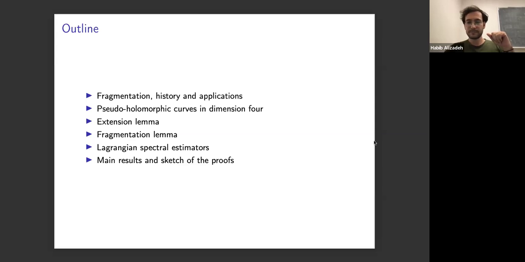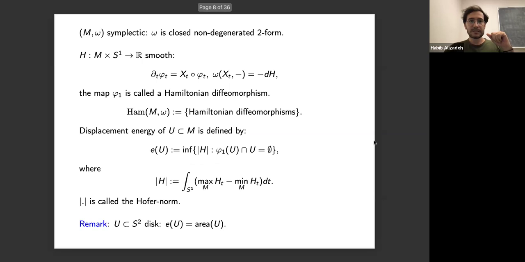Some very quick basics of symplectic geometry first. So (M, omega) is called symplectic if omega is a closed non-degenerate 2-form. And then if you take a time-dependent function, do you see my cursor when I move this? Okay.